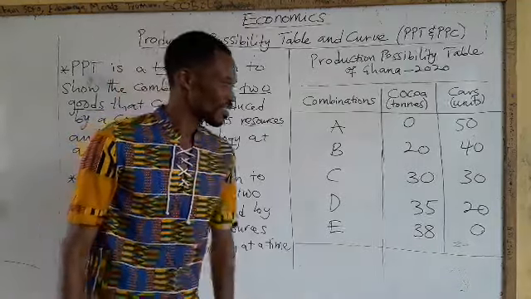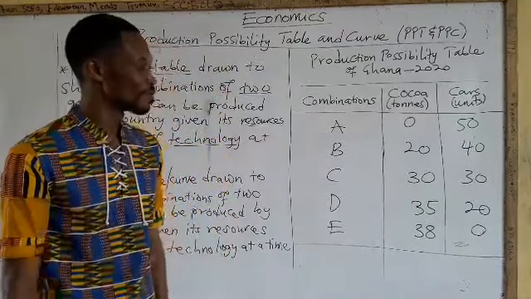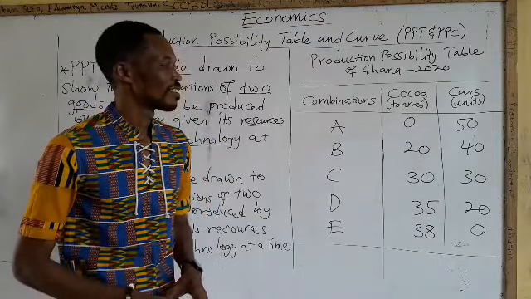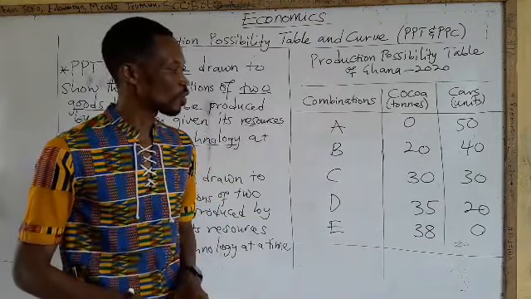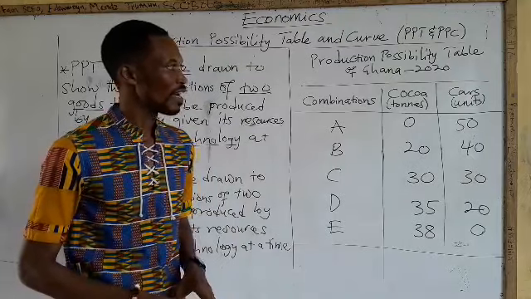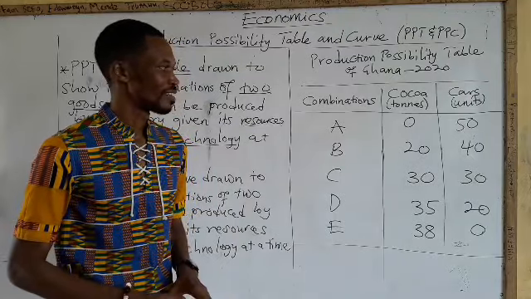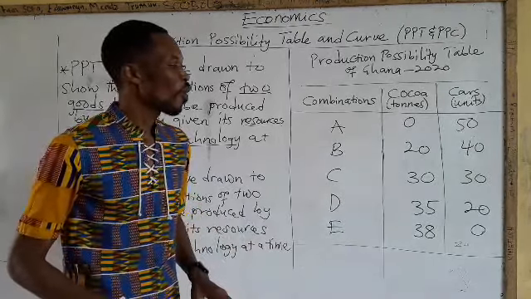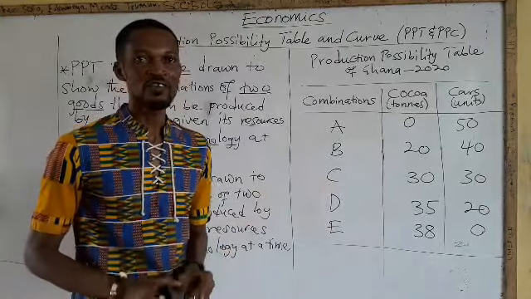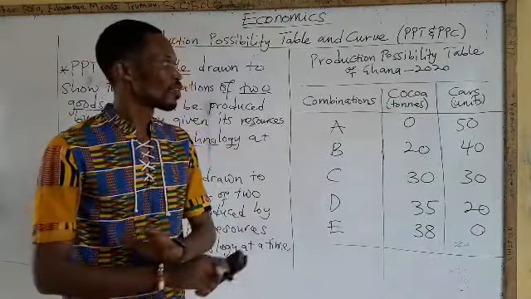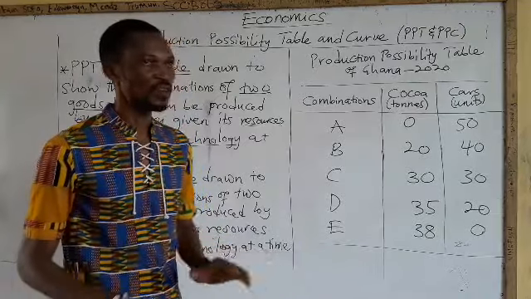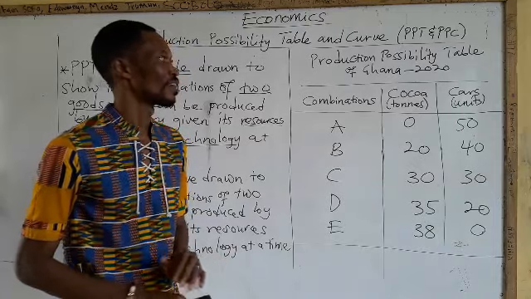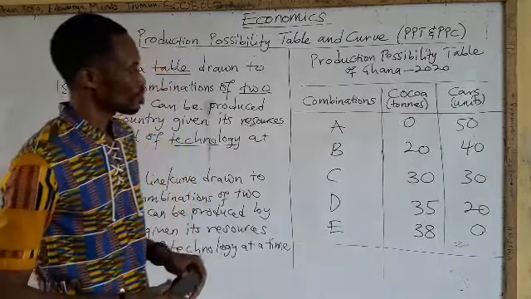Okay, all right. What about combination E? When the country chooses combination E, the country will produce 38 tons of the cocoa and 0 units of the cars. Now there is an implication here. E is also telling us that the country is using all its resources and the level of technology to produce only cocoa and nothing of the cars. That is what it implies. Okay, very good. Let's continue.